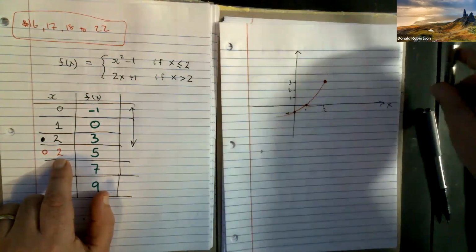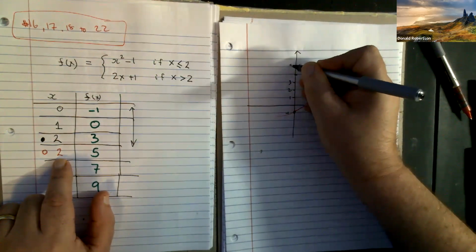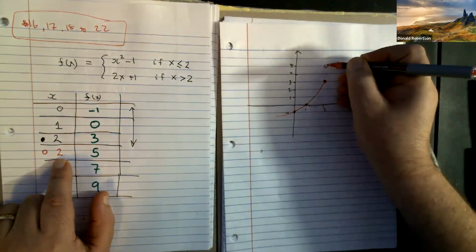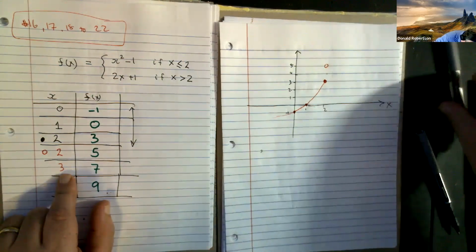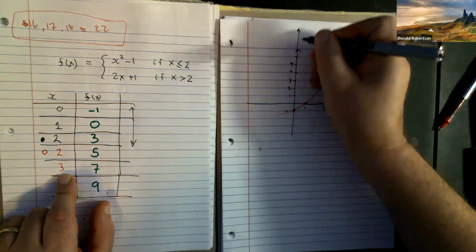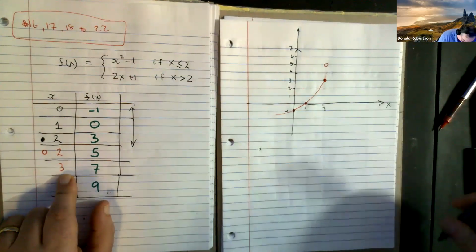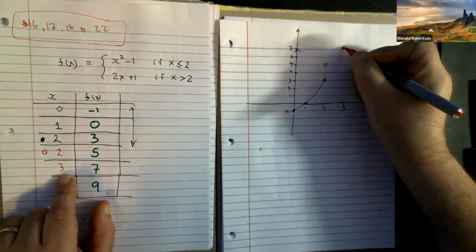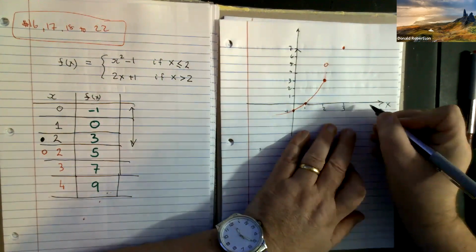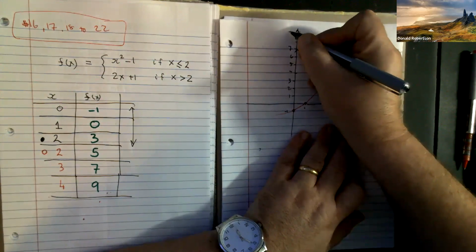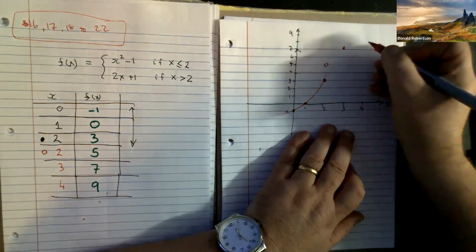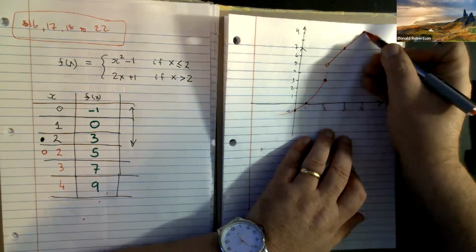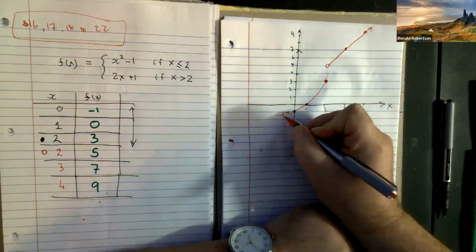2 gets you 5. You put a circle there. 3 gets you 7, just about here. 4 gets you 9. Gets you here. And we know that these guys make up a straight line. And I draw a straight line. And then I basically continue that one and continue that one.